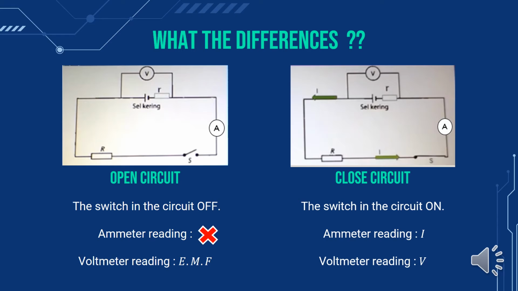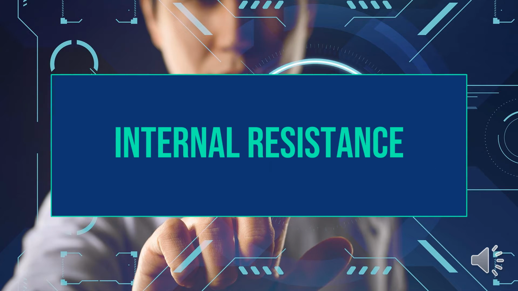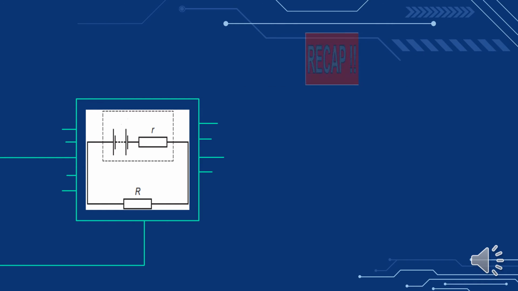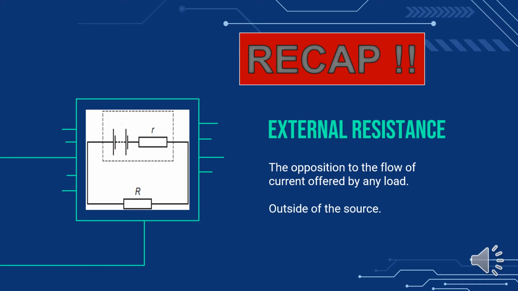What is the internal resistance? Let's move to the internal resistance. Let's recap first. What is the external resistance that we had learned before? In Ohm's law, the external resistance means the opposition to the flow of current offered by any load. Normally, external resistance comes from outside of the source. Look at this picture. The external resistance in this case comes from the resistor.